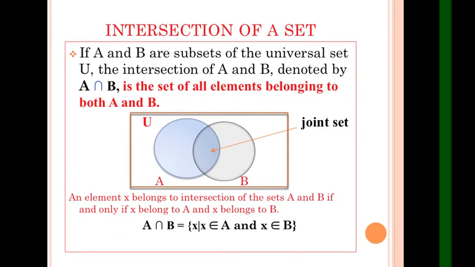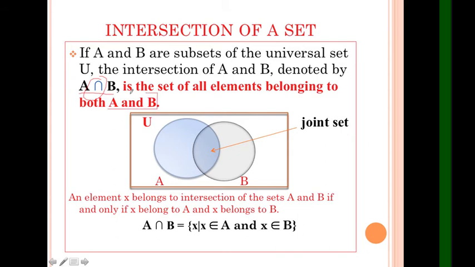Okay? We have this what we call intersection of set. So we're done with the union of set. For the intersection, this is the opposite of the union of set. Okay? If A and B are subsets of universal set U, the intersection of A and B denoted by A intersection B. So the symbol for the intersection is this one, yung parang pabaliktad na U, is the set of all elements belonging to both A and B.